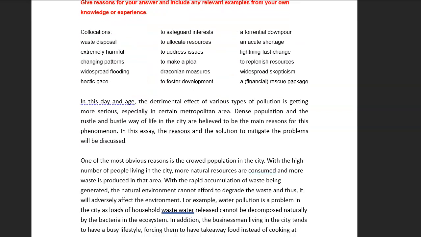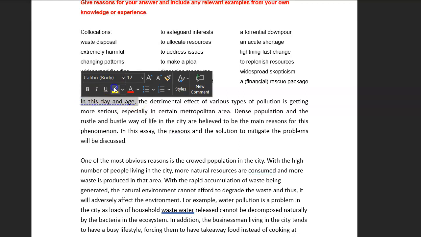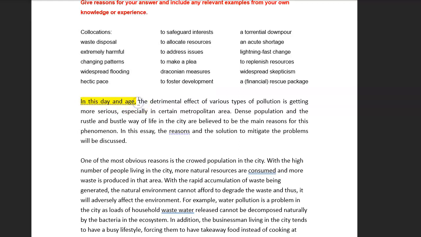In this day and age, the detrimental effect of various types of pollution is getting more serious, especially in certain metropolitan areas, with an S. Dense population and the hustle and bustle of life in the city are believed to be the main reasons for this phenomenon. In this essay, okay, I really like that first line. In this day and age, I quite like it. I really like this bit.